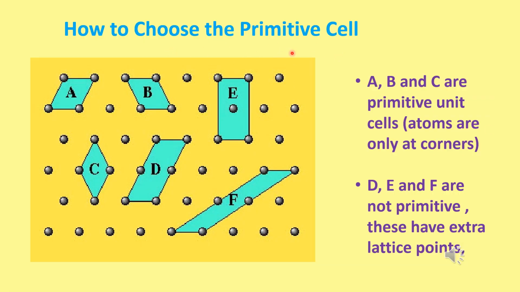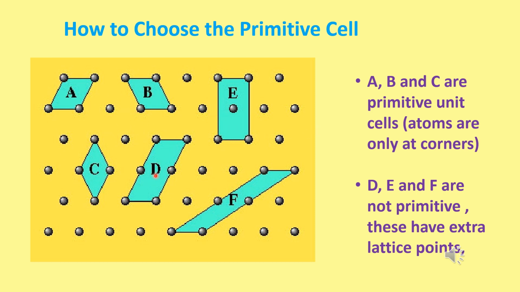So how can we choose the primitive cell? Here in this figure, we have A, B, C, D, E, and F. There are different cells selected in this image, and we can see that A, B, and C are primitive unit cells because atoms are only at the corners.